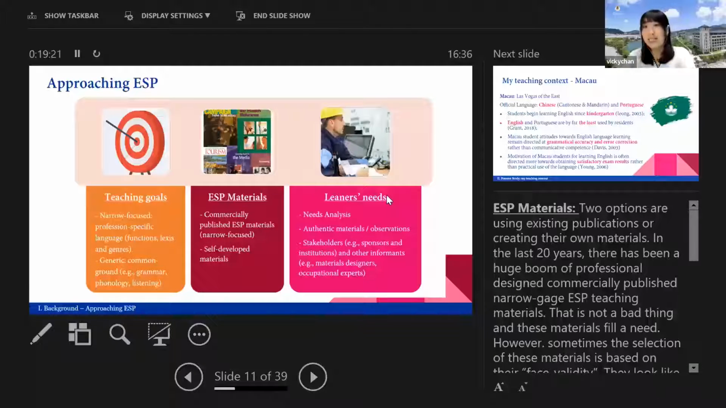needs analysis, because in the end, maybe after you have run a needs analysis, your supervisor or maybe your stakeholder may tell you that, okay, this is what your students need, and you just have to follow that trend. So you have to evaluate whether that really fits your scenario. Also, authentic materials and observations from the learner's work could be very helpful as well. So stakeholders' expectations and other informants' expectations also have to be considered.